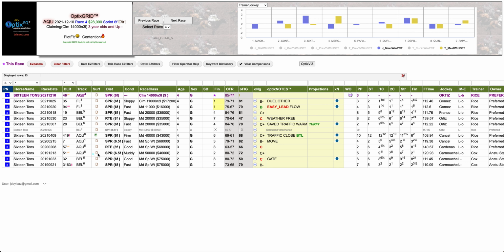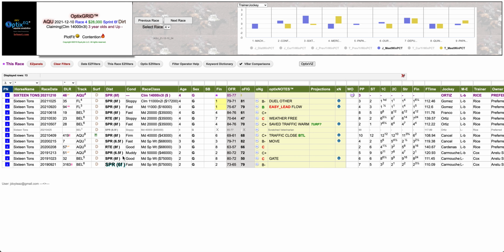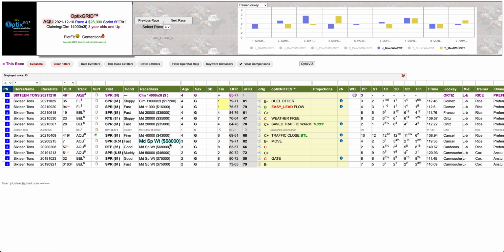The things I don't like about this horse is obviously coming from Finger Lakes. This is kind of a class challenge, but you can see this horse was running against much better horses early in his career, kind of tailed off, and maybe he's coming back to form. So this is a horse I would consider.